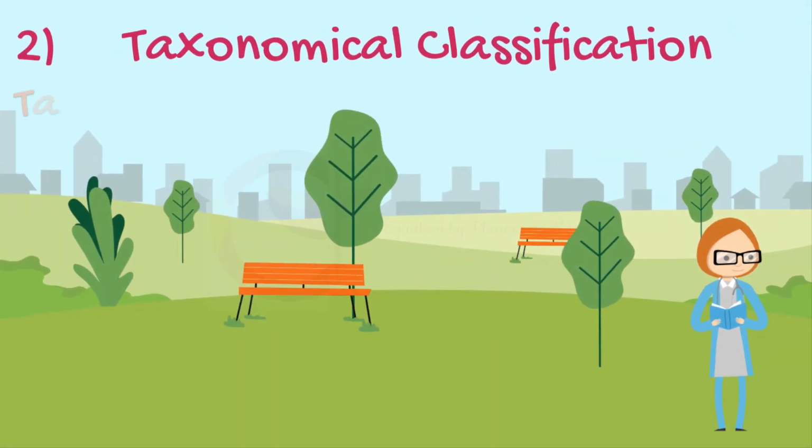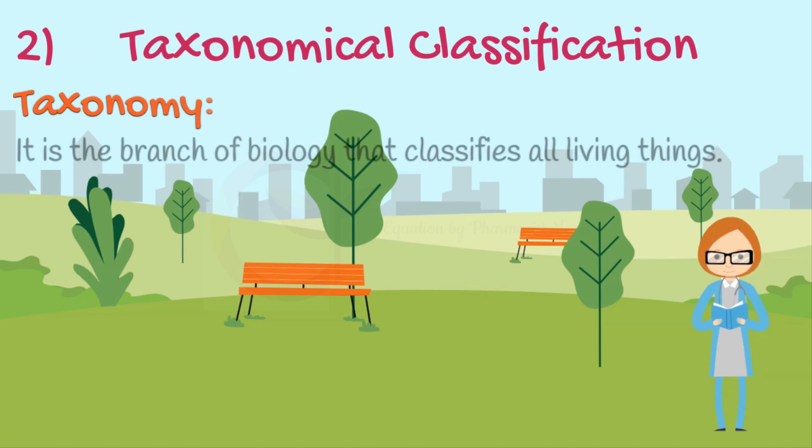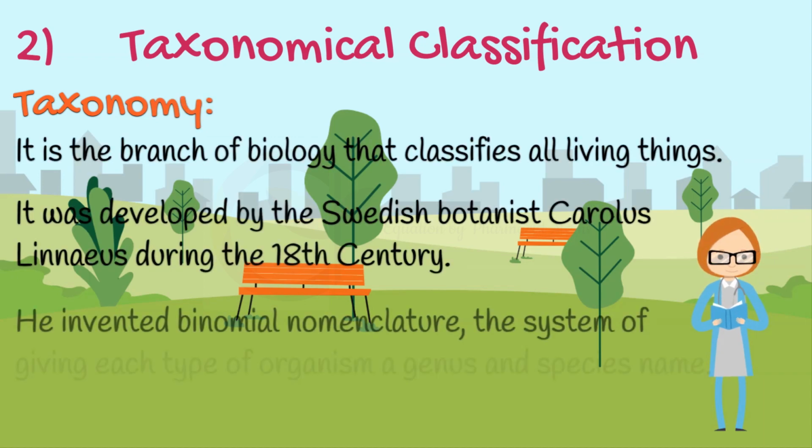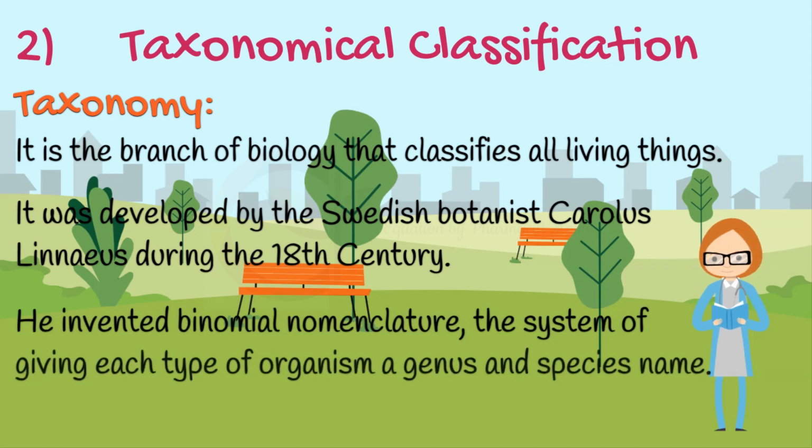Next is taxonomical classification. Taxonomy is the branch of biology that classifies all living things. It was developed by the Swedish botanist Carolus Linnaeus, who lived during the 18th century, and his system of classification is still used today. Linnaeus invented binomial nomenclature, the system of giving each type of organism a genus and species name.